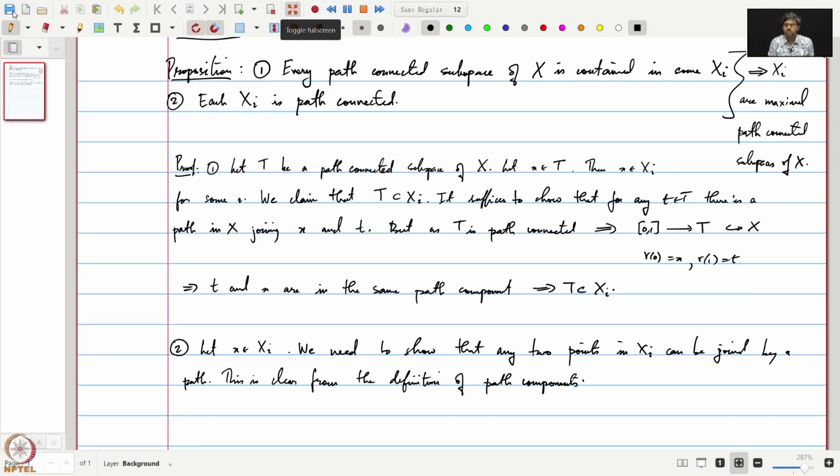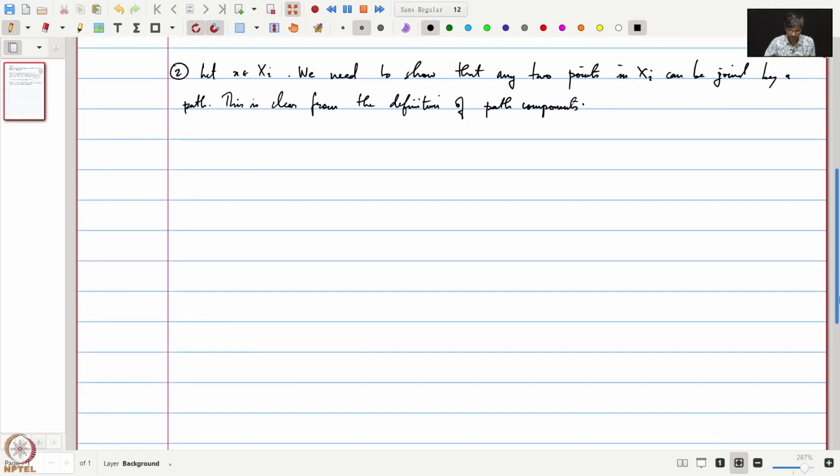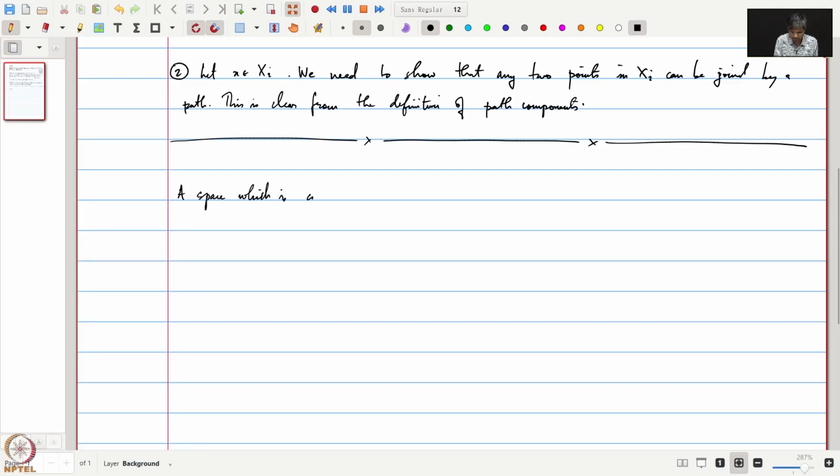Okay, so recall that we had a similar proposition when we were talking about connected components, but that proposition had a third point which said that every connected component is closed. That's not true of the path components. So let's see a counterexample: a space which is connected but not path connected.